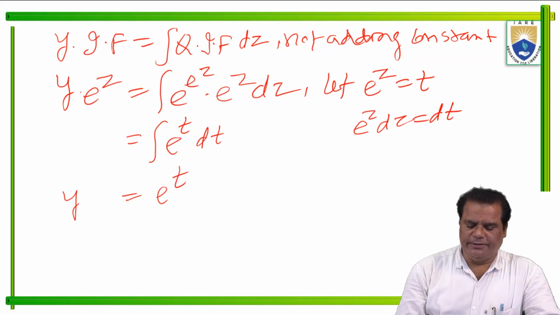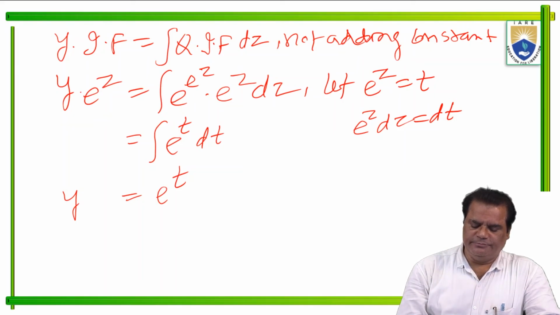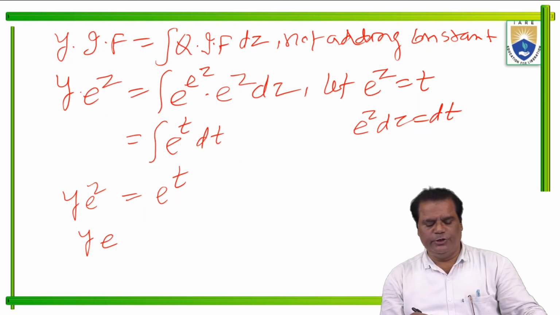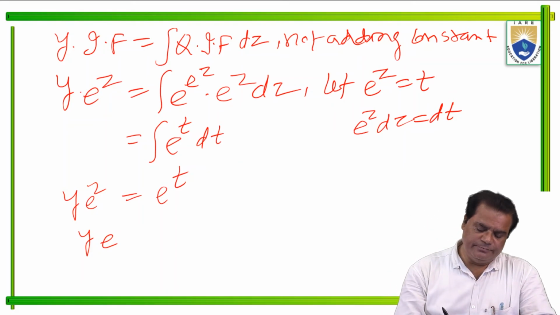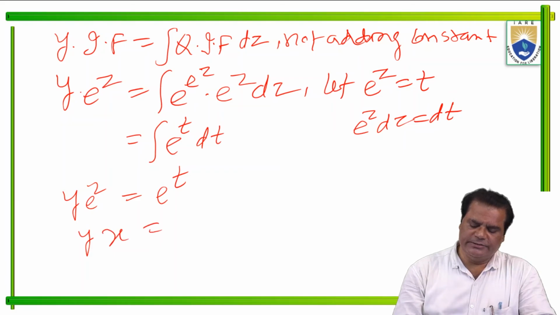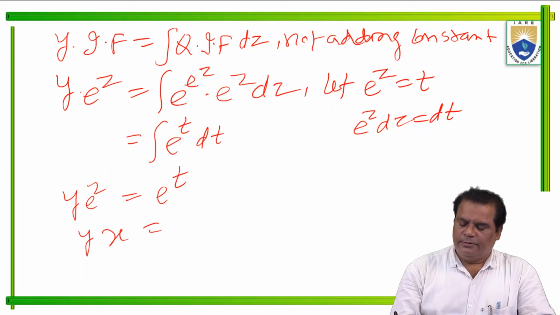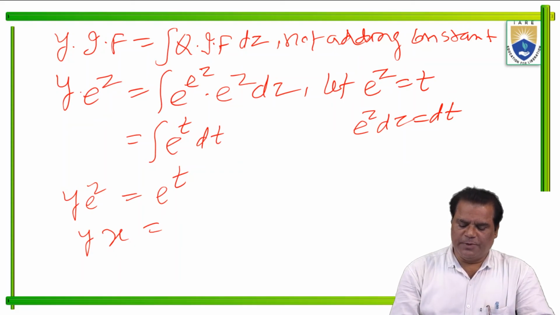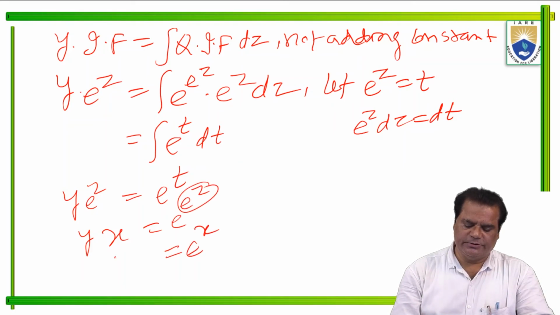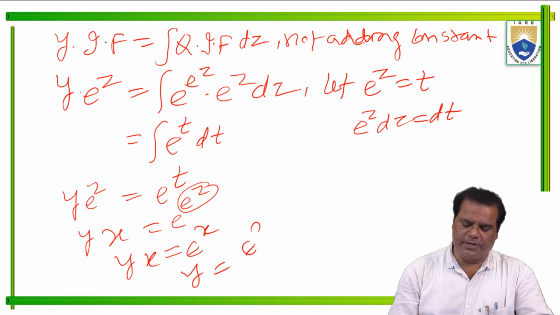So e^t, where e^z is x, and e^t. So y is equal to e^z, z means e^z equals e^x, this is x here. And t is e^z, so this is e^x over x. So y equals e^x upon x.